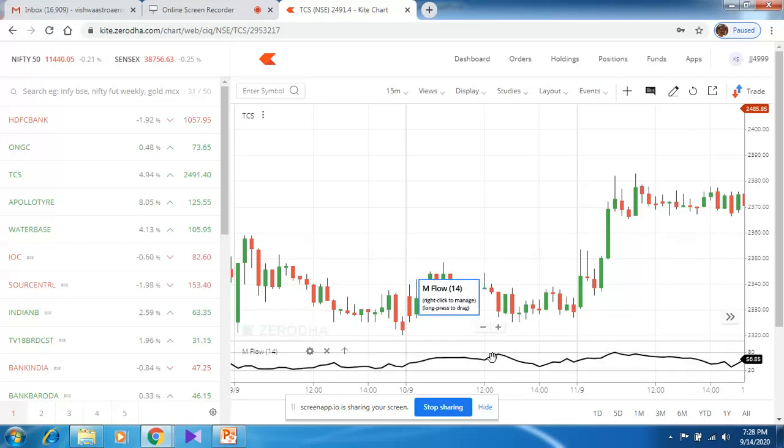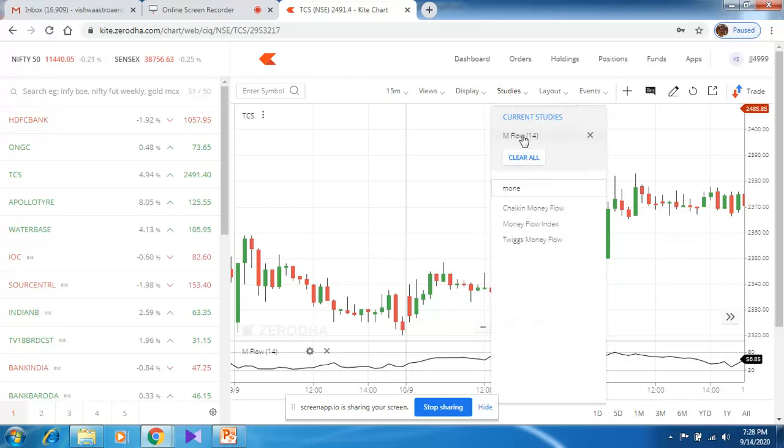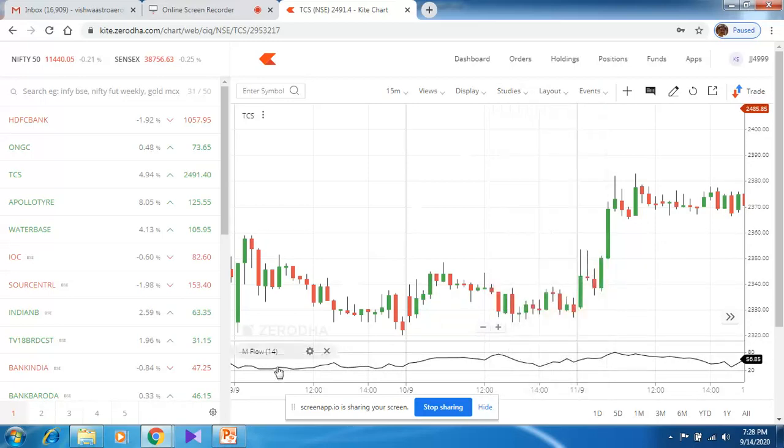the volume. The volume has been combined with relative strength index. So we can see that again it has reached the value of 80. That means buyers have overcome the number of sellers. So this is the meaning of it. It combines both a relative strength index as well as the volume. So this is about MFI. MFI stands for money flow index.